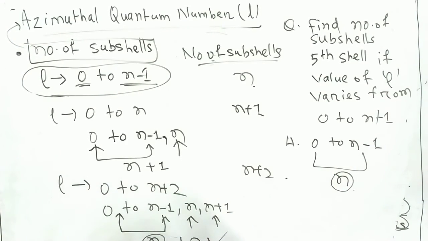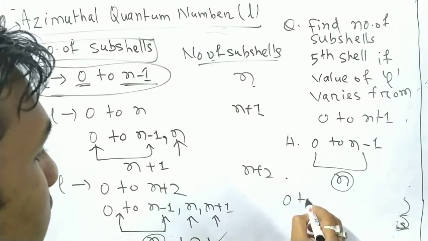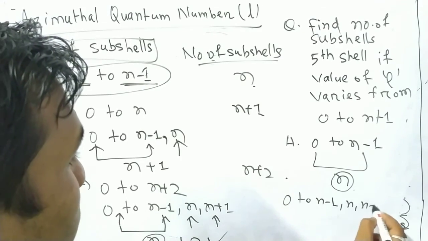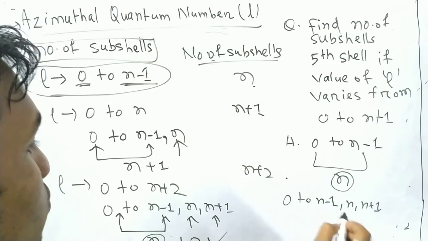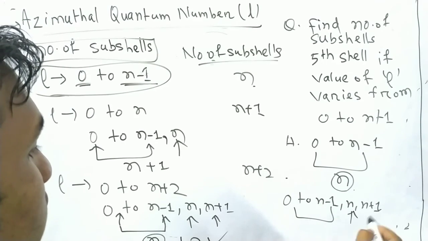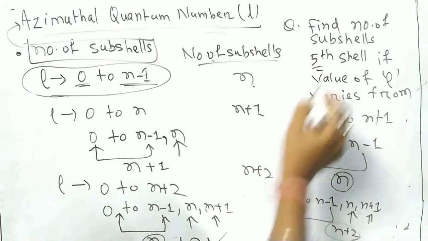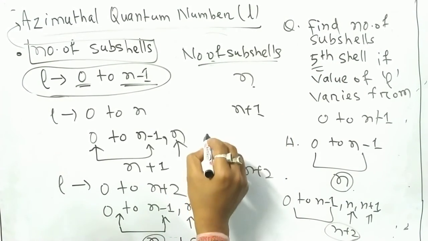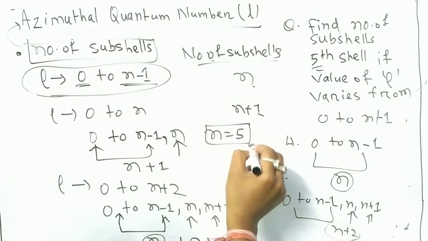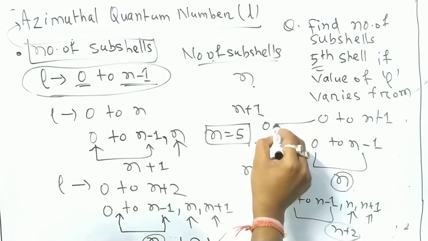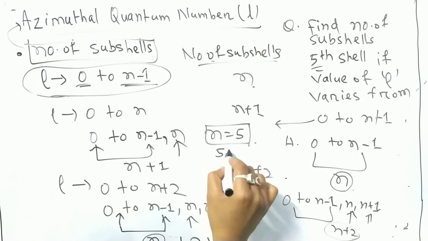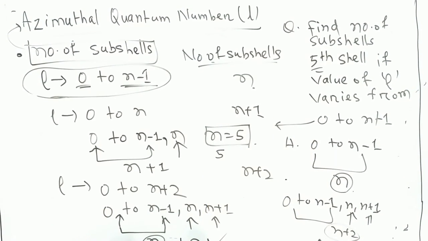Now what happens? If it is 0 to n minus 1, then for n plus 1 you know that the value increases, and for an increase by 2 it is n plus 2. Clear this point? For the fifth shell, the value of n is equal to 5. For 0 to n minus 1, the number of subshells is equal to 5. For n plus 2, the number of subshells is equal to 7, where n is equal to 5 also.